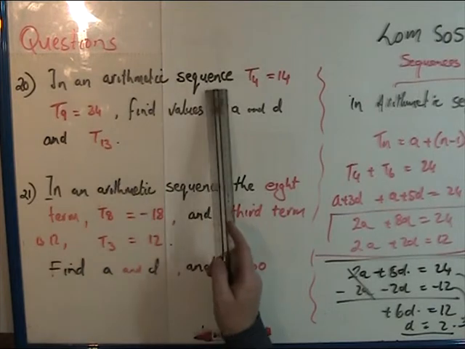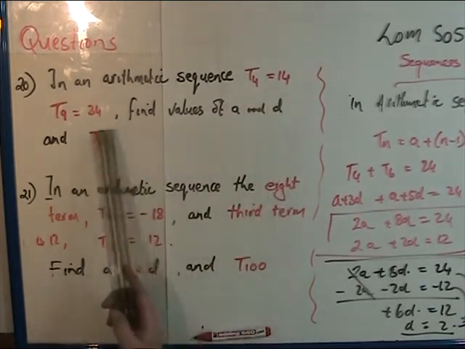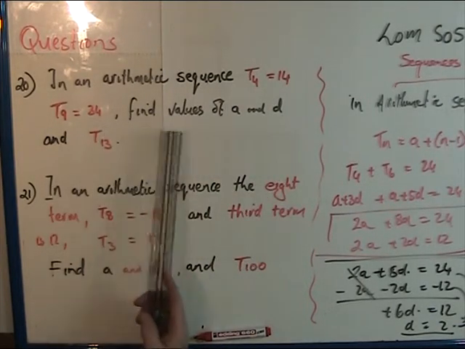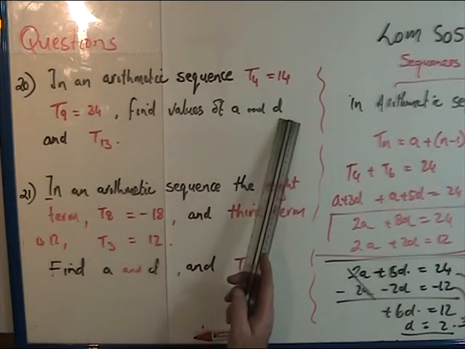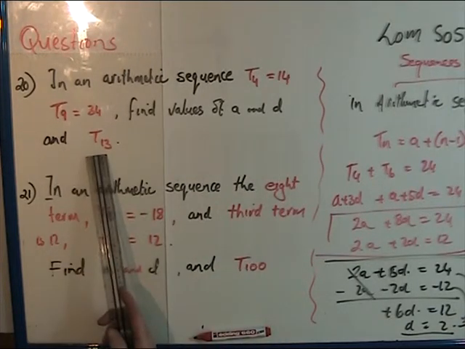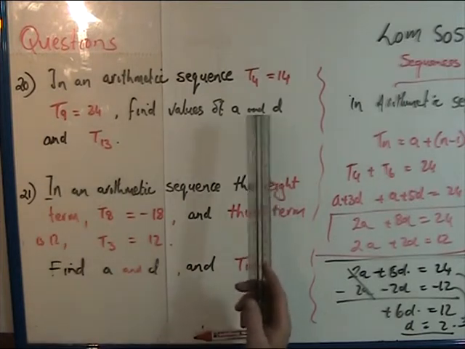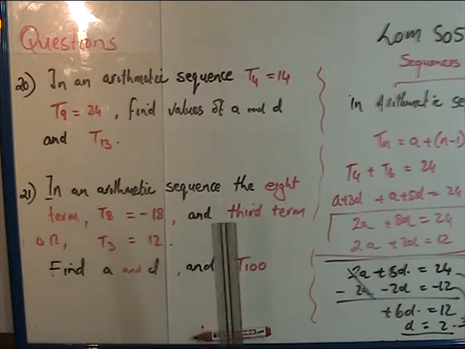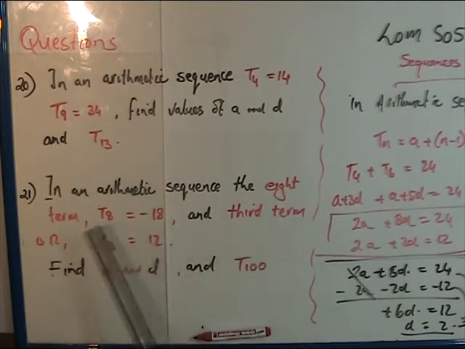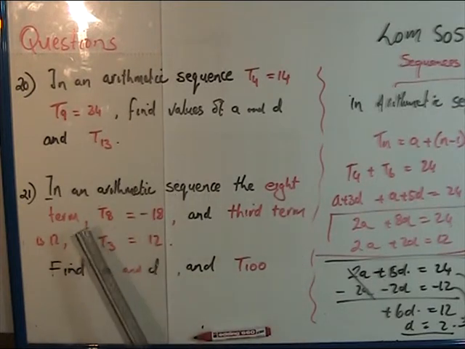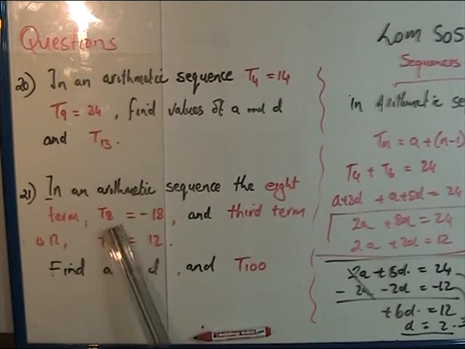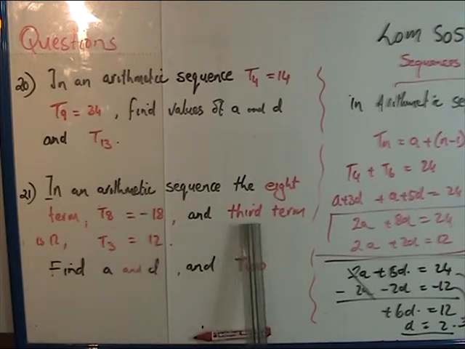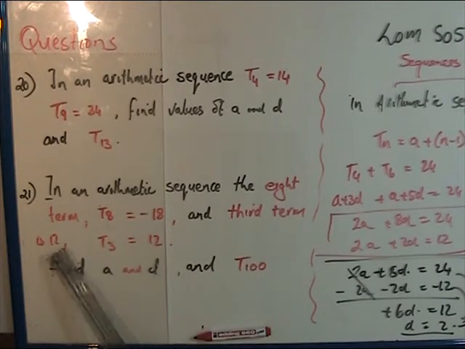Now, in an arithmetic sequence, T4 is equal to 14, T9 is equal to 34. Find the values of A and d, and then eventually T13. Okay, so the first thing you know is an arithmetic sequence, so you use the formula Tn is equal to A plus n minus 1 times d. Same again, arithmetic formula, that's the first thing you do, you write out the formula. In this sequence, the third term is 12, so T3 is equal to 12.